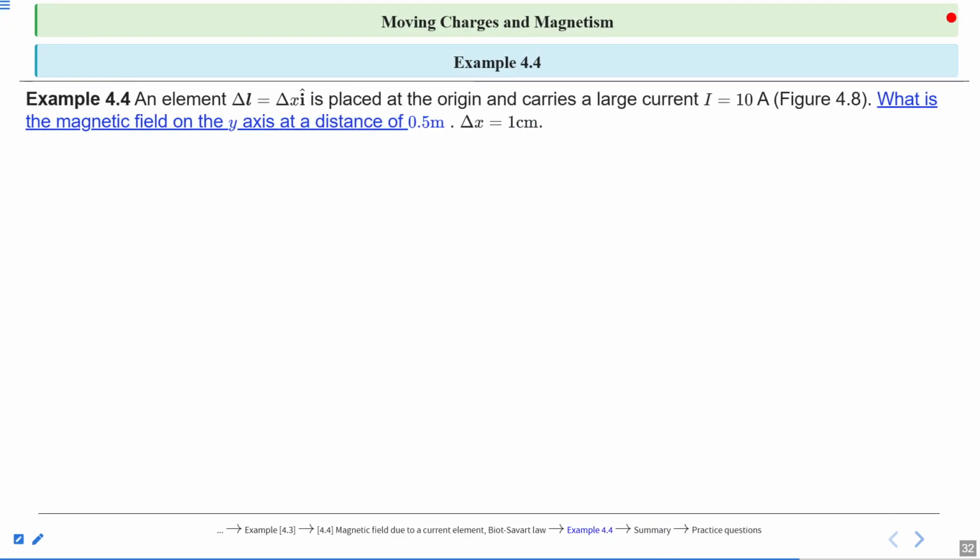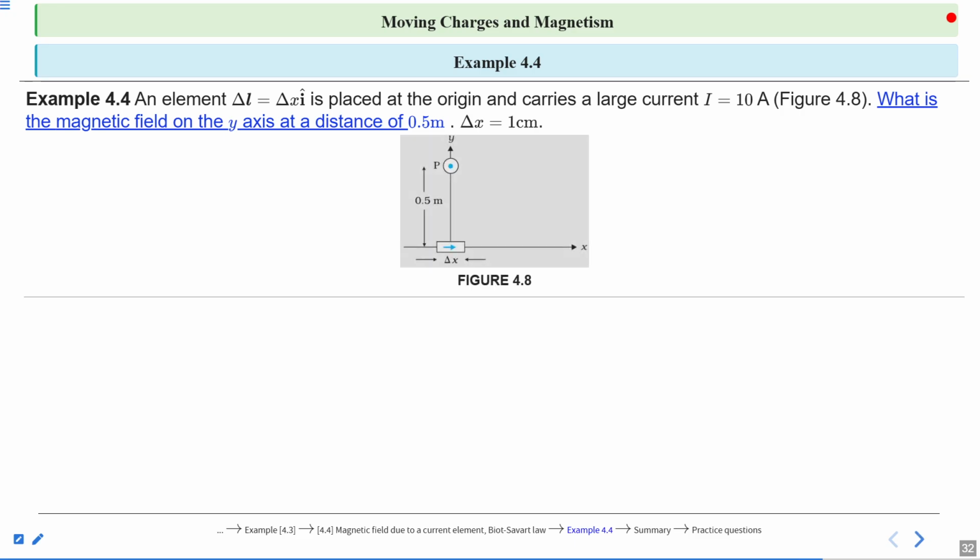Now example 4.4. An element delta L equal to delta x i cap, where i cap is the direction of this delta L, is placed at the origin and carries a large current I equal to 10 ampere. What is the magnetic field on the y-axis at a distance 0.5 meter, with delta x being 1 centimeter? You can see figure 4.8. There is a small element delta x, with delta x as magnitude and i cap as direction, meaning the positive x direction. You have to find the magnetic field on the y-axis at a distance of 0.5 meter, so r equals 0.5 meter and current is given.